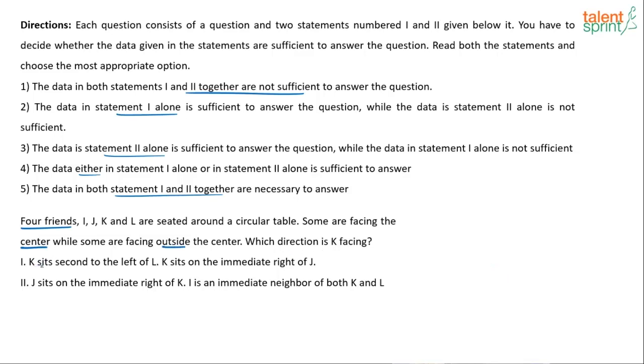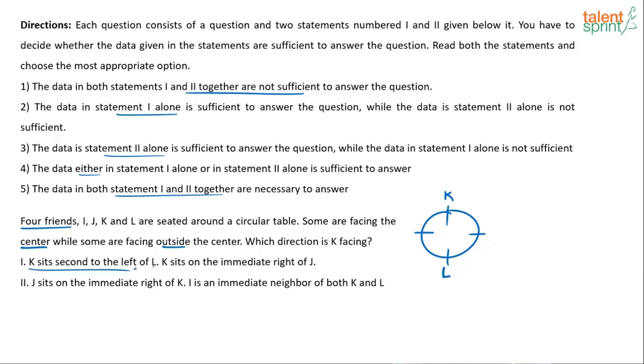Statement number 1. K sits second to the left of L. Now, it's obvious that in a 4 persons arrangement, when K is second to the left of L, they will be seated opposite to each other. You can write out 1, 2, 3, 4. These are the 4 positions. Let's assume L sits here. Now, what is left of L? We do not know. Left of L could be clockwise or anti-clockwise depending on his direction. But either way, K would come on this position only, right? First and second, or first and second. Either side, the second position from L turns out to be this. Basically, they'll be opposite each other.